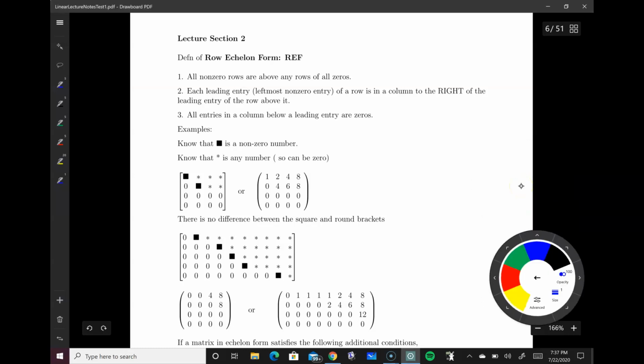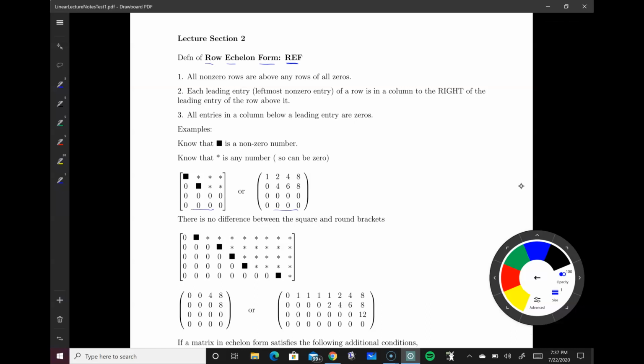All right, so now we're going to get the formal definitions for what I was kind of alluding to last section. So row echelon form, REF, that's when we have all the non-zero rows above any rows of zeros. So see how there's rows of zeros that I've got at the bottom.